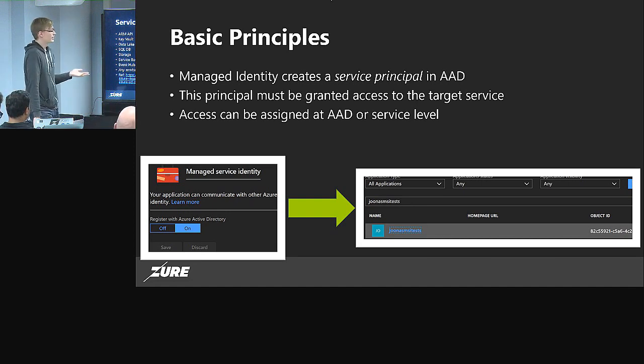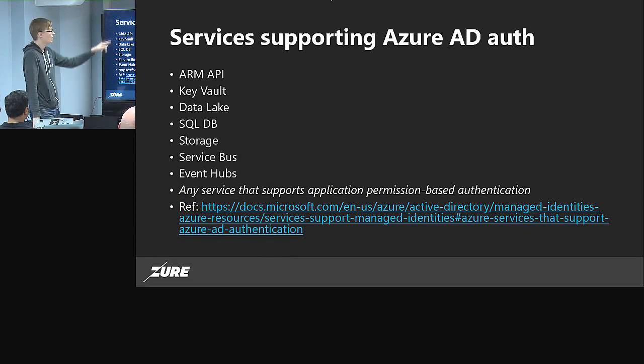Some of the services that support this method of authentication, so you can use managed identities, include, for example, the Azure Resource Management API. So you can get info on your Azure resources or create resources, that kind of stuff. You can access Key Vault, which is basically the secret storage service of Azure. And this allows you to store secrets for those services which don't support this method of authentication. You can put those secrets in Key Vault and access Key Vault using a managed identity. And then you have 0 secrets in your app.